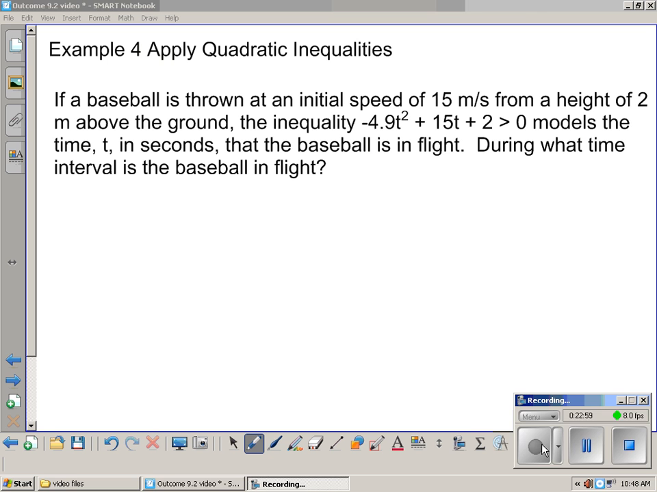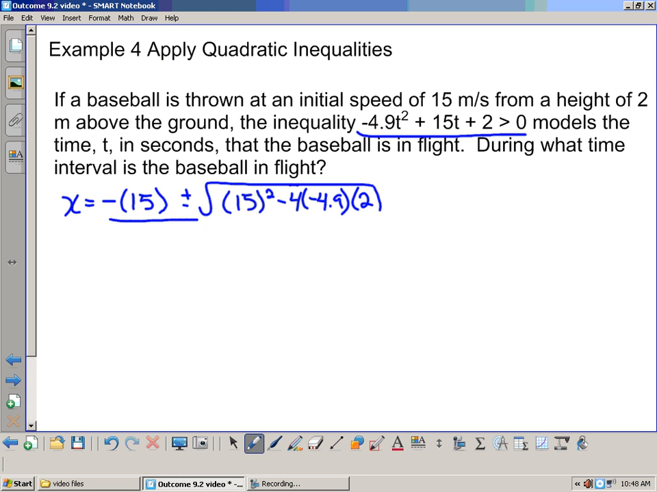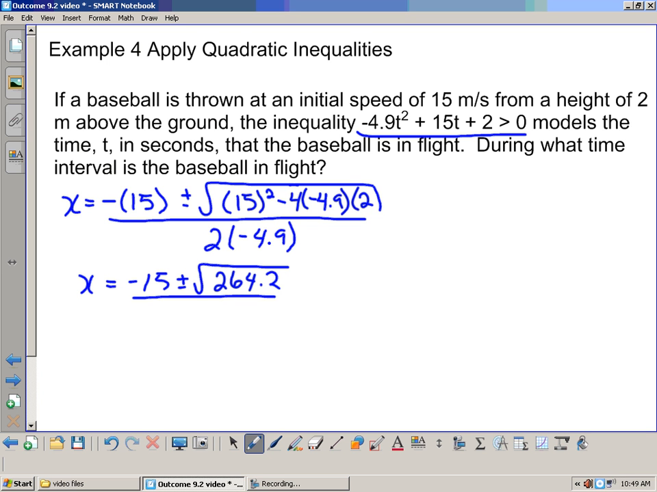So our quadratic inequality this time does not factor, and so we need to use the quadratic formula again. Substituting into the quadratic formula, we end up with negative 15 plus or minus the square root of 15 squared minus 4 times negative 4.9 times 2, all over 2 times negative 4.9. Simplifying, we have negative 15 plus or minus the square root of 264.2, all over negative 9.8.